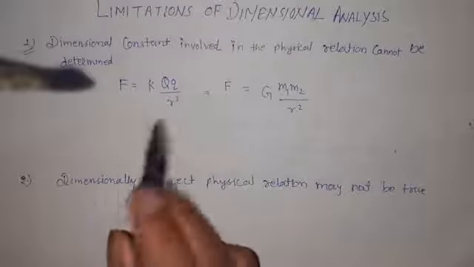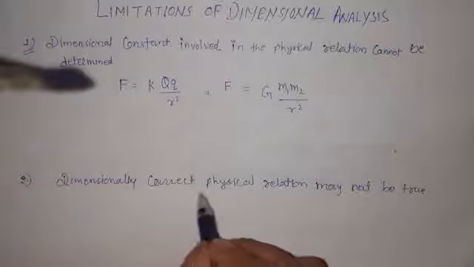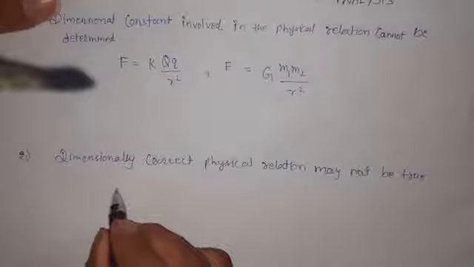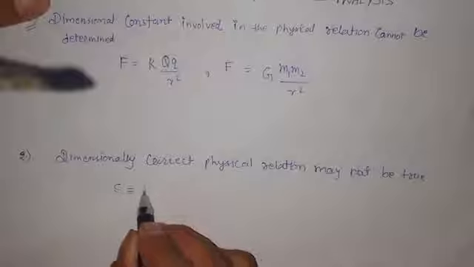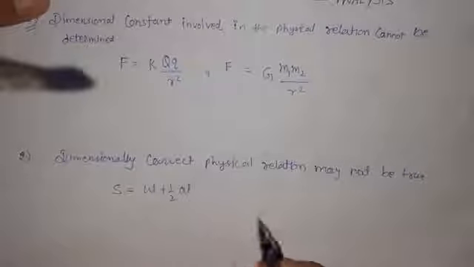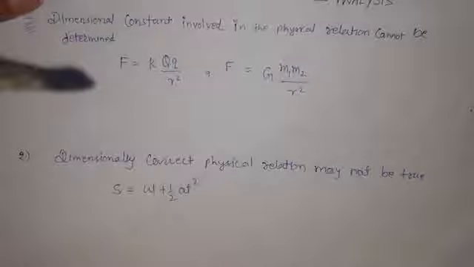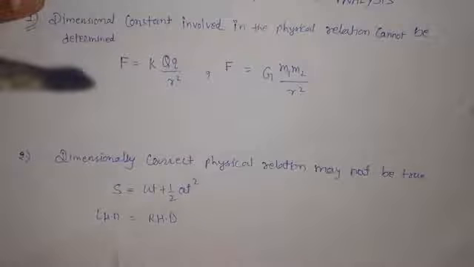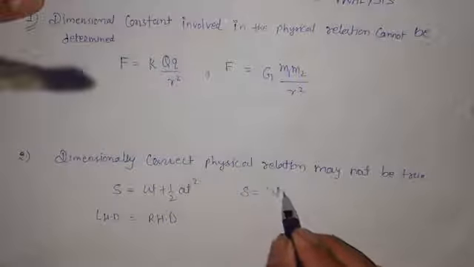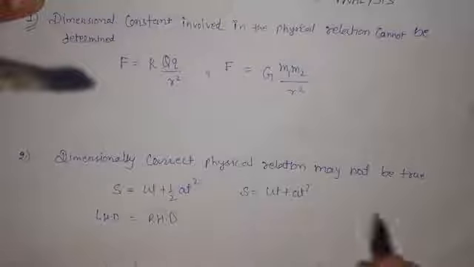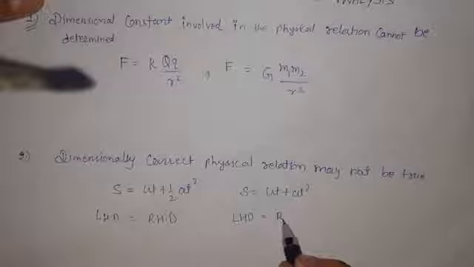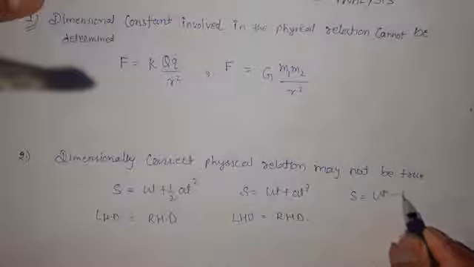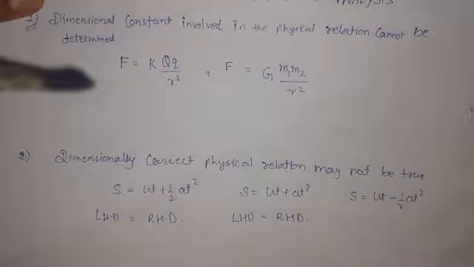Now the second limitation is that a dimensionally correct physical relation may not be true. For example, we have already determined s equals ut plus half at square. Is this dimensionally correct? Yes, the left hand dimension equals the right hand dimension. What if you write s equals ut plus at square? This is also dimensionally correct. If you write s equals ut minus half at square, even this is dimensionally correct.